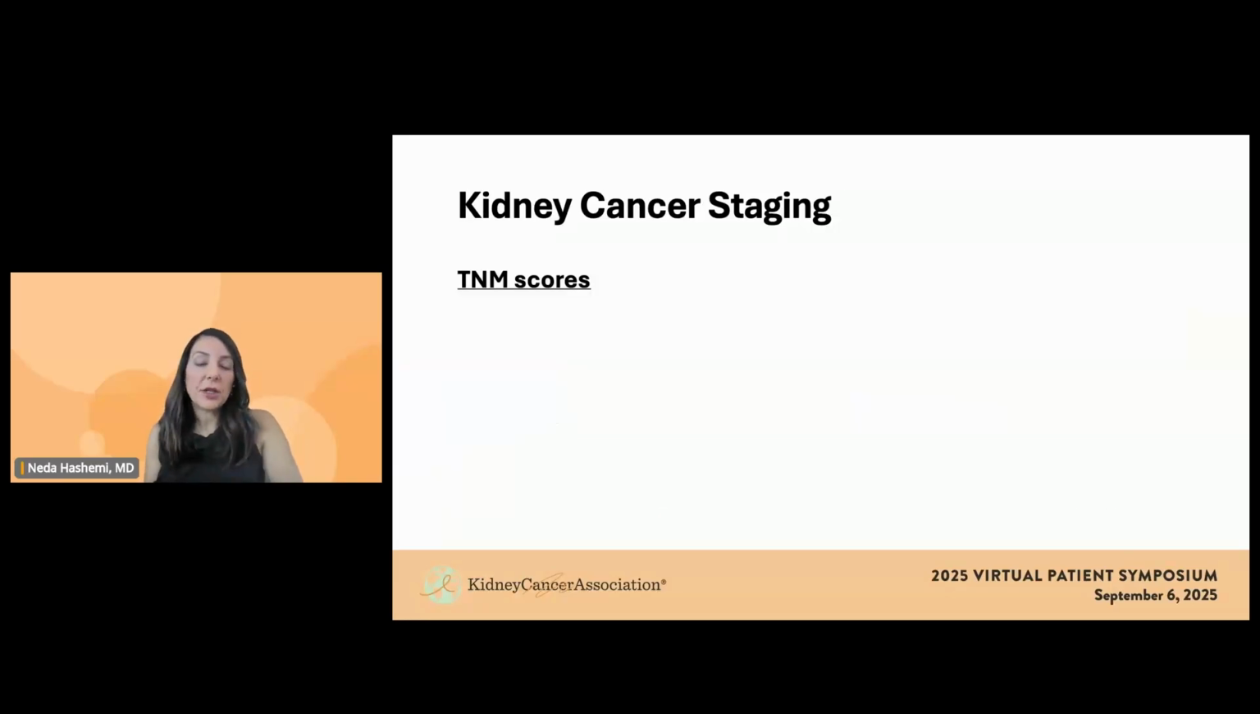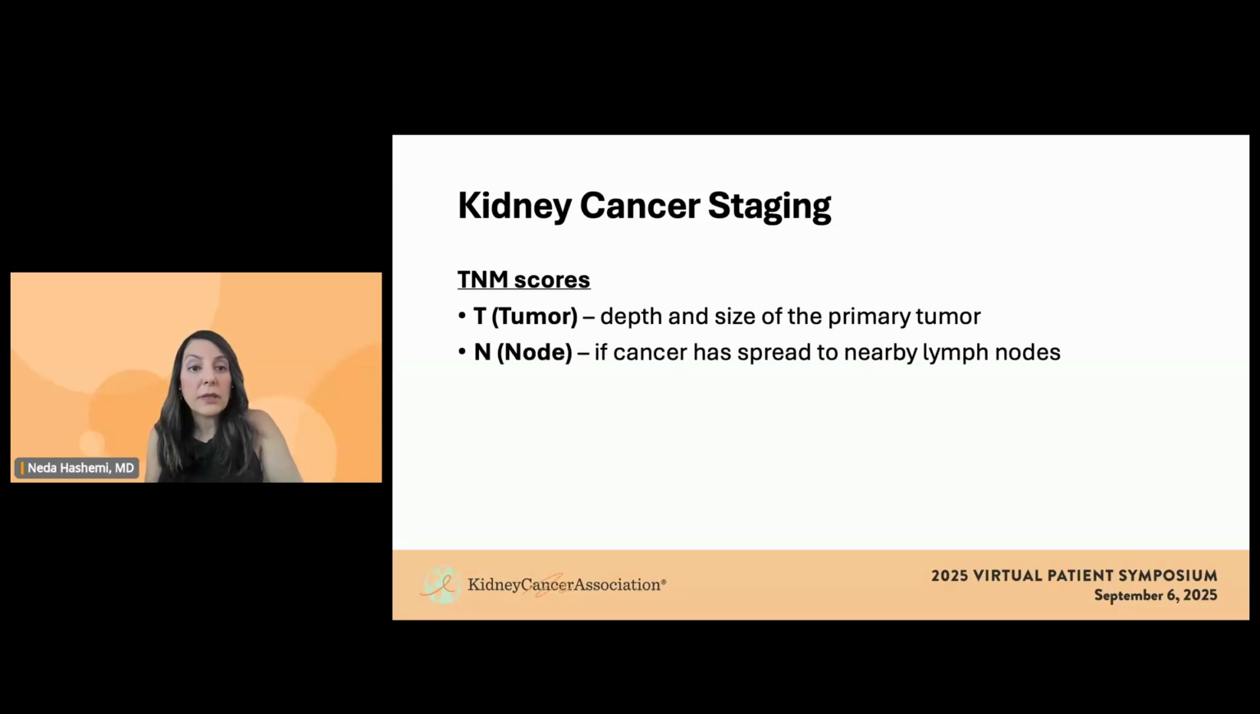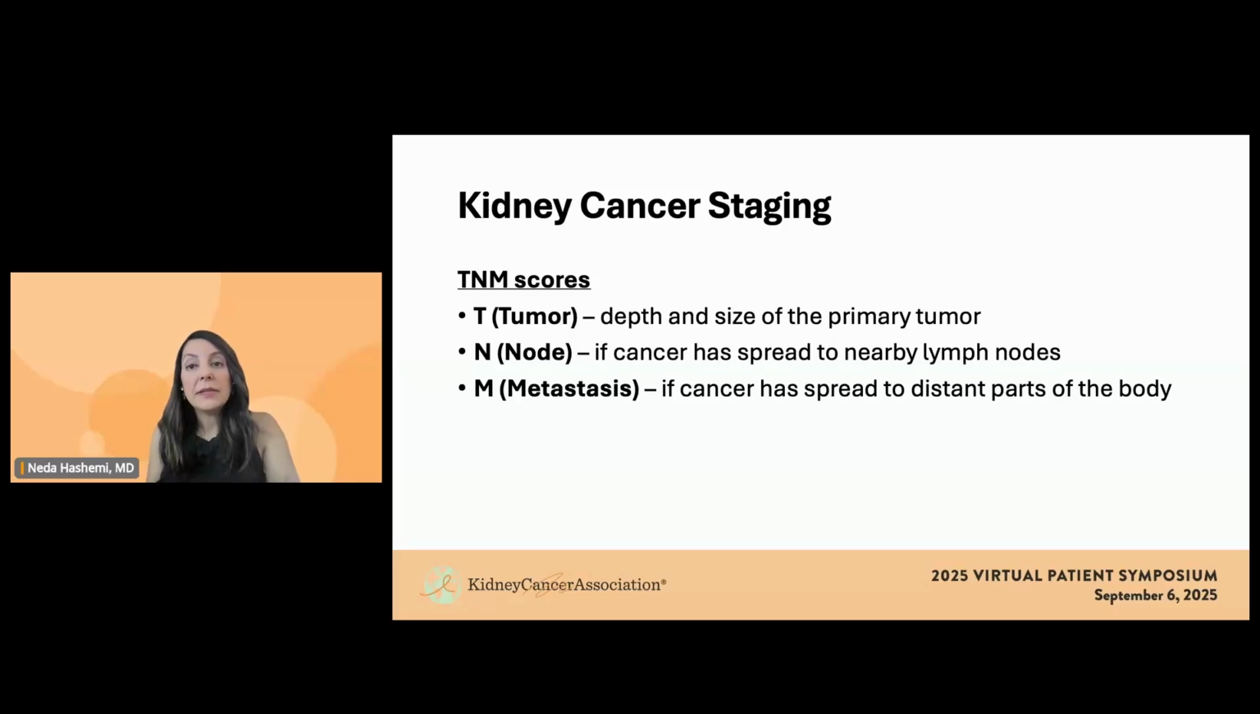Now, how do we do staging? You've probably heard about different staging in cancer, and the most common type of staging that we use is what we call TNM scores in different tumors. T stands for tumors, which is depth and size of the primary tumor. N stands for node, lymph node, if cancer has spread to nearby lymph nodes. M stands for metastasis, if cancer has spread to distant parts of the body. So based on these, then we give scores to each of these and we stage the cancer.